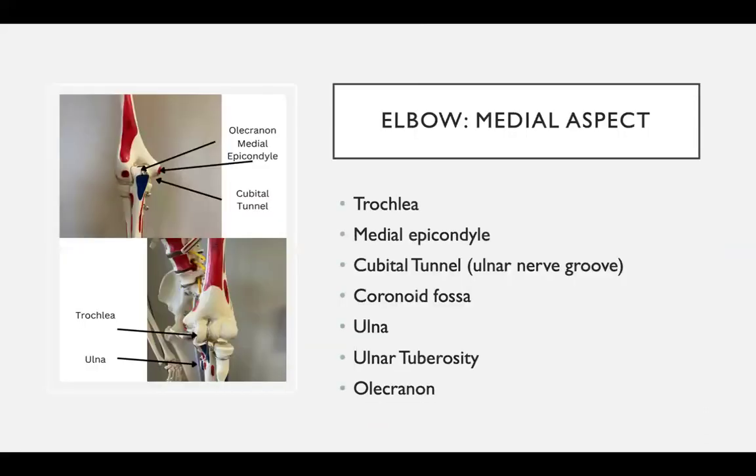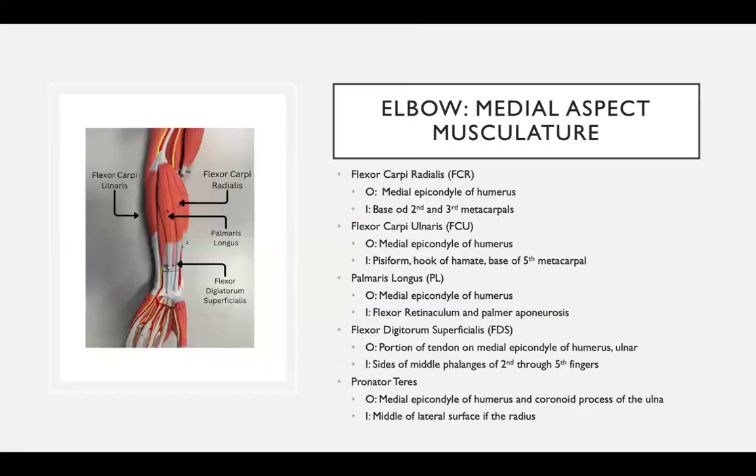The medial aspect of the elbow bony landmarks are the trochlea, the medial epicondyle, the cubital tunnel, where the ulnar nerve runs, the coronoid fossa, the ulna, ulnar tuberosity, and the olecranon. The medial aspect musculature includes the flexor carpi radialis, the flexor carpi ulnaris, the palmaris longus, the flexor digitorum superficialis, and the pronator teres. Again, these are discussed within the elbow because of their origin on the medial epicondyle.